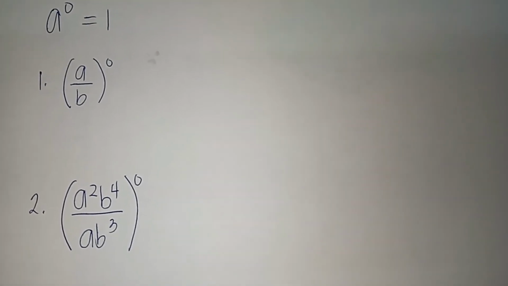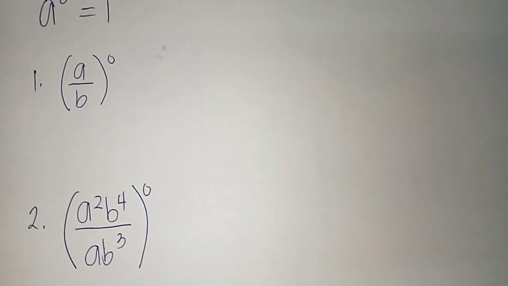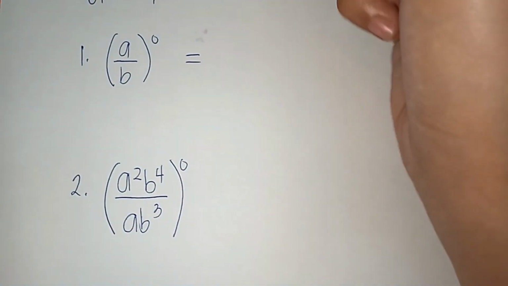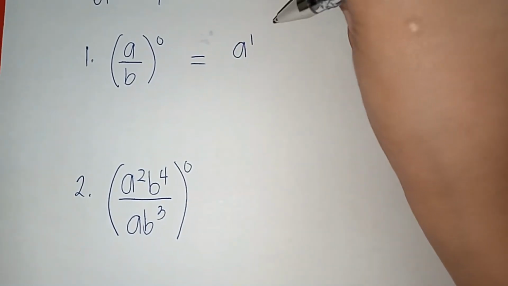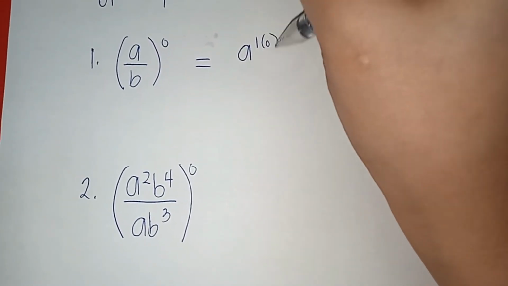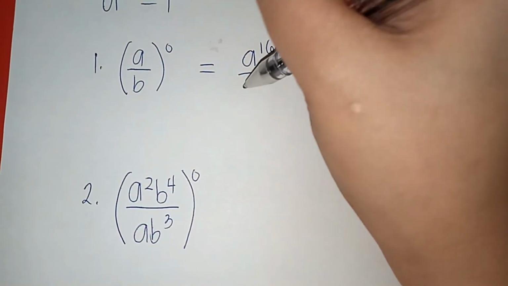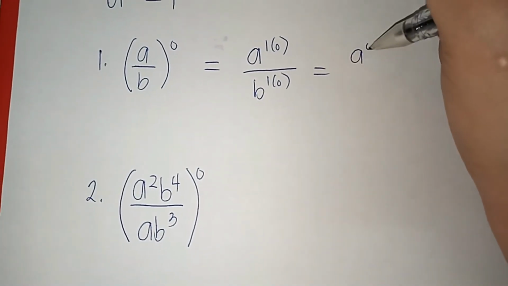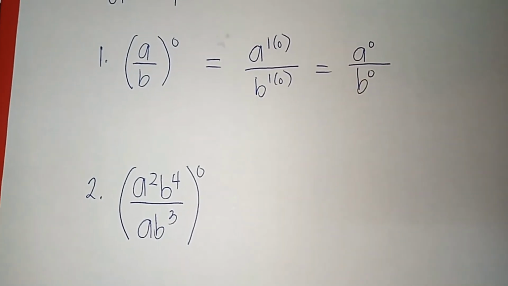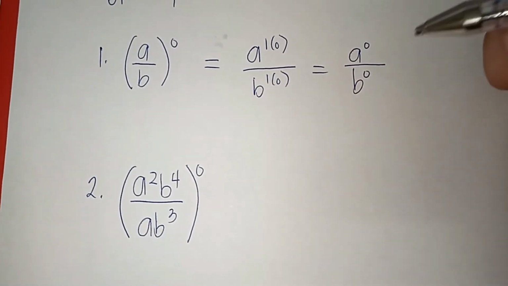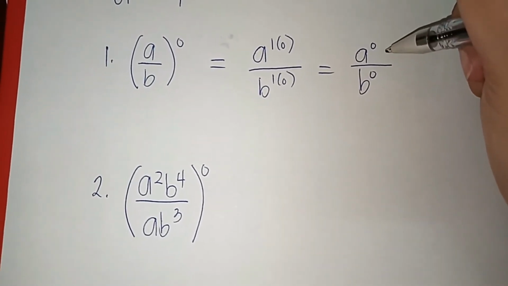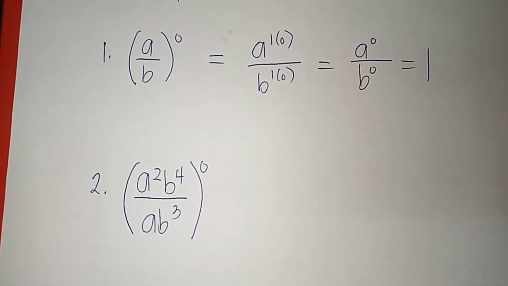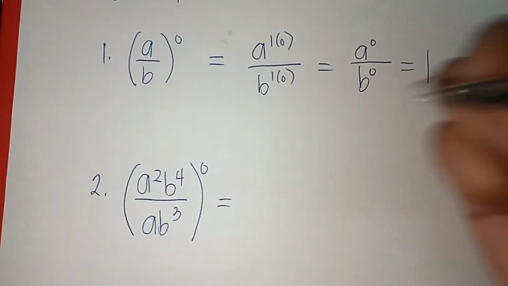So, let's try number 1. A all over b raised to 0. So, class again, ang a natin dito ay naka-raise to 1. Multiply natin by 0, kasi siyang exponent sa labas, and then b raised to 1 times 0. Then that would be a raised to 0, b raised to 0. Okay? Automatic, ang dalawang ito, a raised to 0 all over b raised to 0 is equal to 1. Okay? Next.